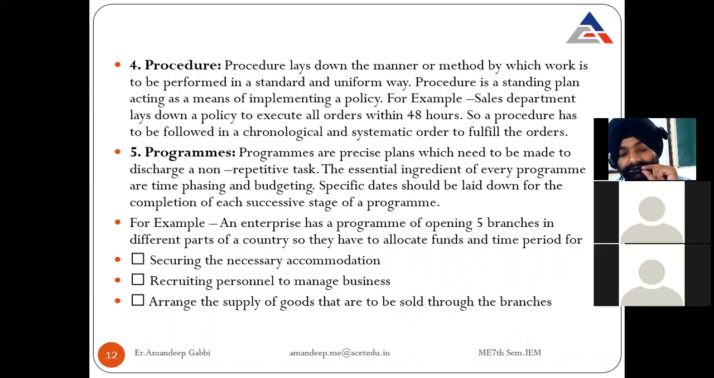So first of all, let us take an example that a company needs to open 5 branches in different parts of the country. First of all, what is to be done is securing the necessary accommodation. First of all, you should have that space. You want to open a branch, first you need floor space for that. Then a requirement is a person to manage that. Opening a branch needs some workforce for that, which is then arranged. Then arrange supply of goods that are to be sold. Those goods are then arranged for that particular store.